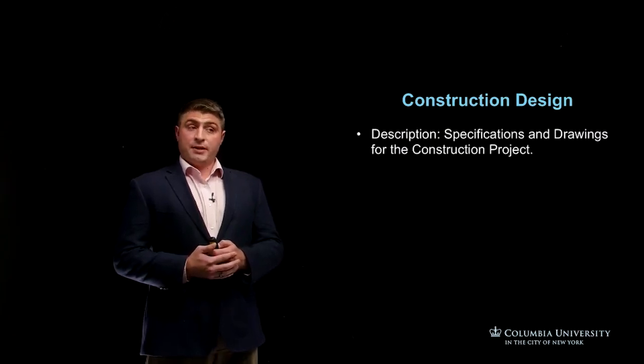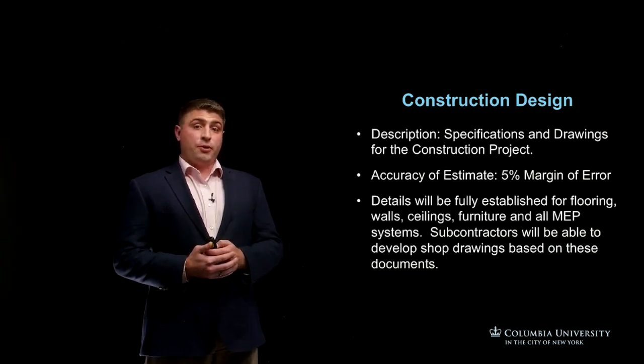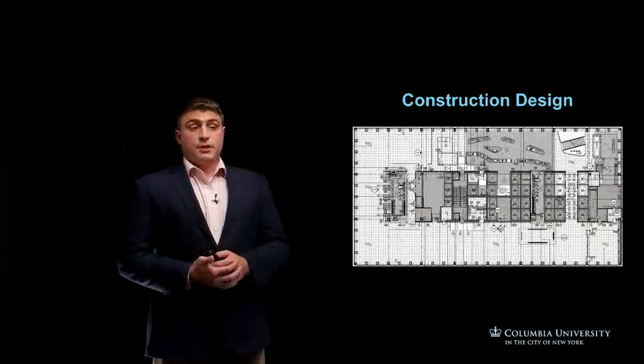Next, we're going to speak about the construction design level. At this point, all the specifications and drawings for the construction project will have been completed. We can expect the accuracy of our estimate to be within a 5% margin of error, and details will be fully established for flooring systems, ceiling systems, furniture, MEP systems, and the subcontractor will be able to develop shop drawings based on these documents. The construction design is the most defined set of drawings that the design consultants will produce.